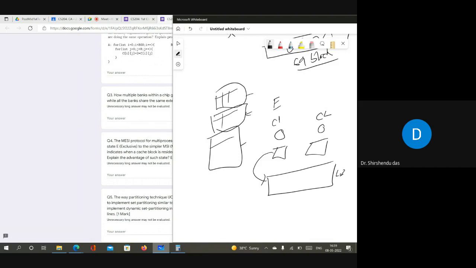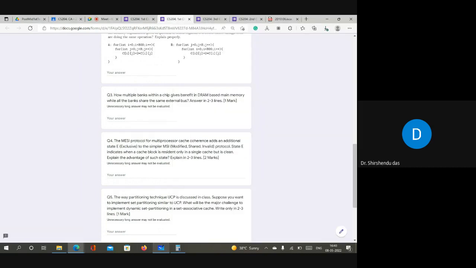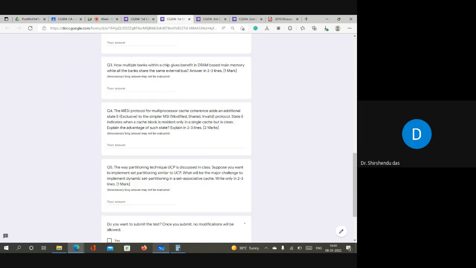So that's why the E state is important. This is one point. Another point is also there, that is called silent eviction. But at least if you have written the first point, then I think I'll consider it correct, and I think I have explained all these points in class also. So if you see my recorded lecture, you will find the solutions also.